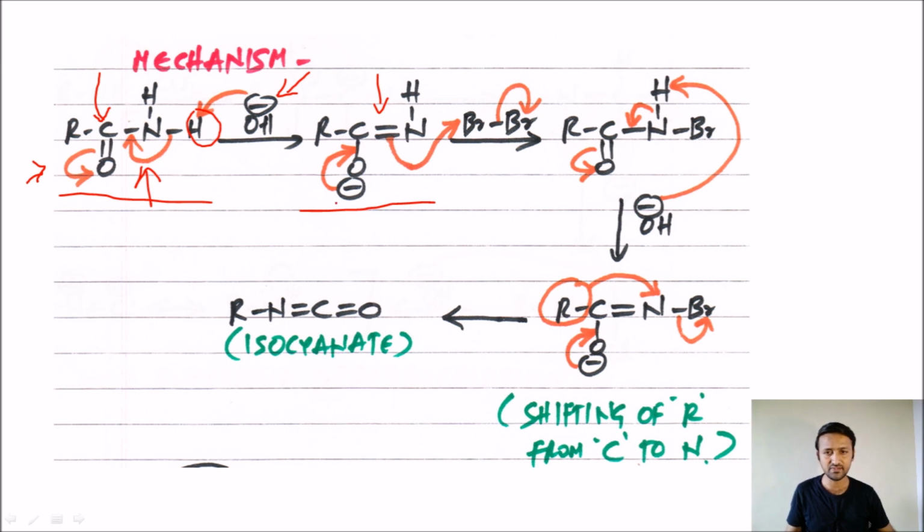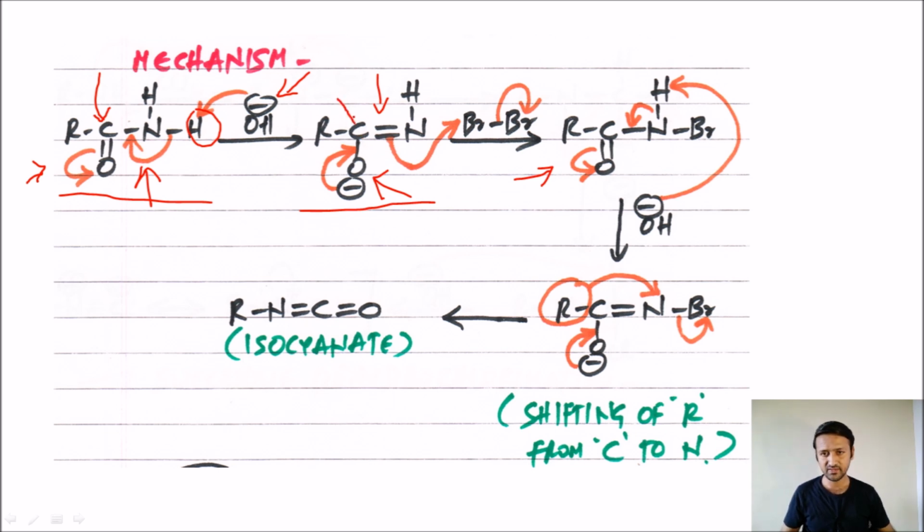Next step: this oxygen has three lone pairs of electrons. One lone pair will shift again to form a bond between carbon and oxygen. So this again becomes a double bond. You can see here, you get a double bond. As it becomes a double bond, carbon again becomes pentavalent.